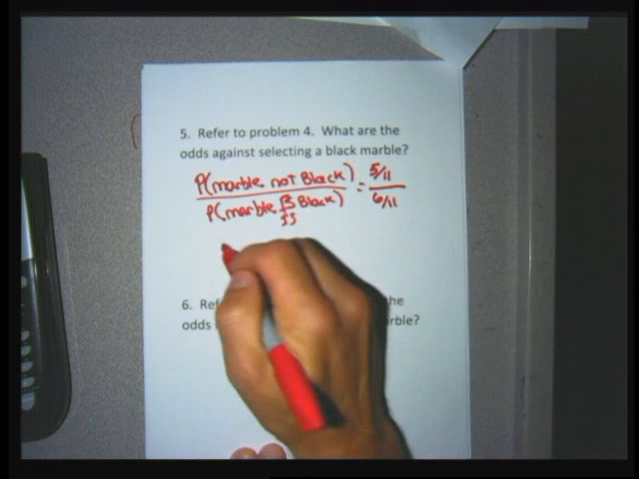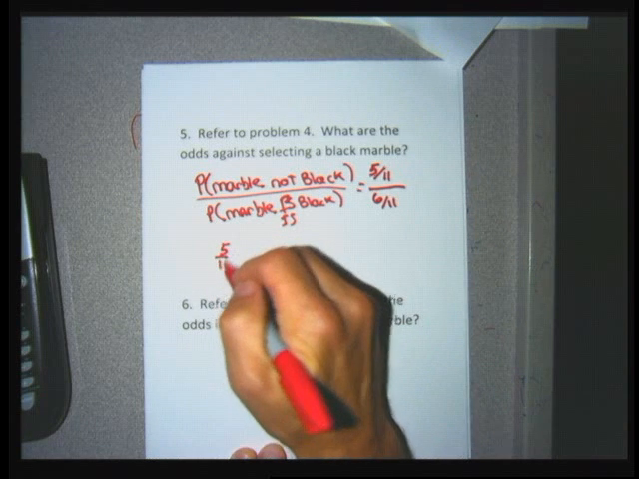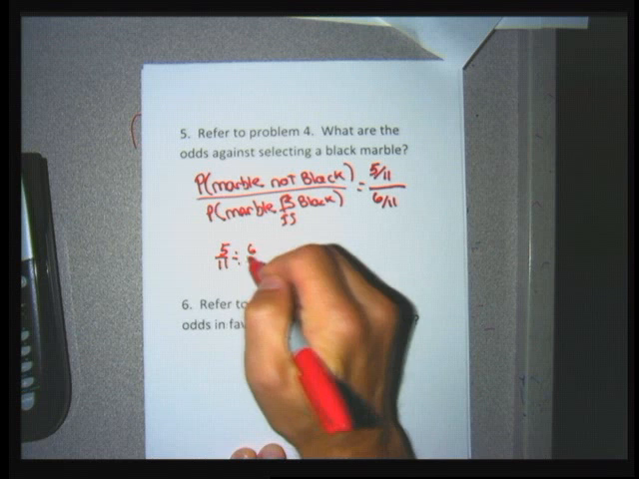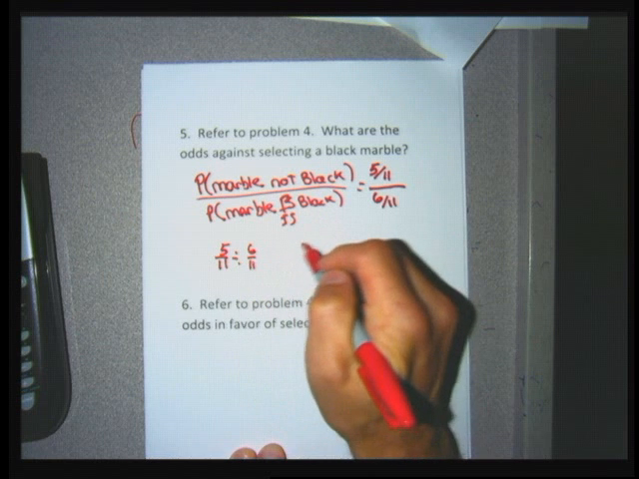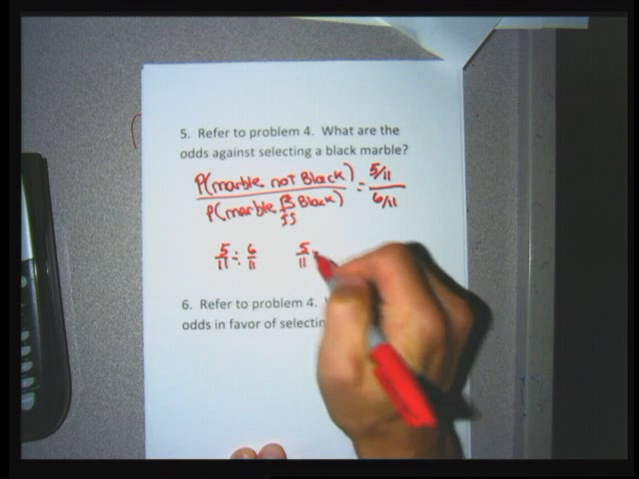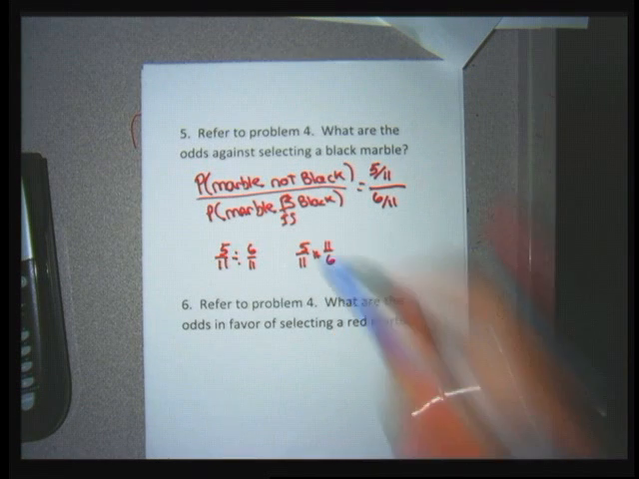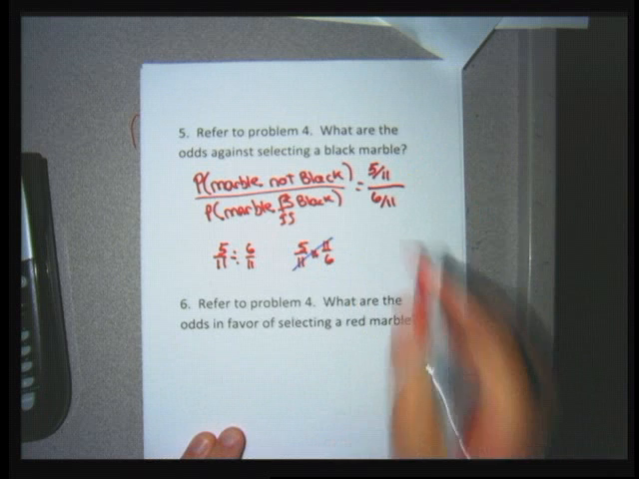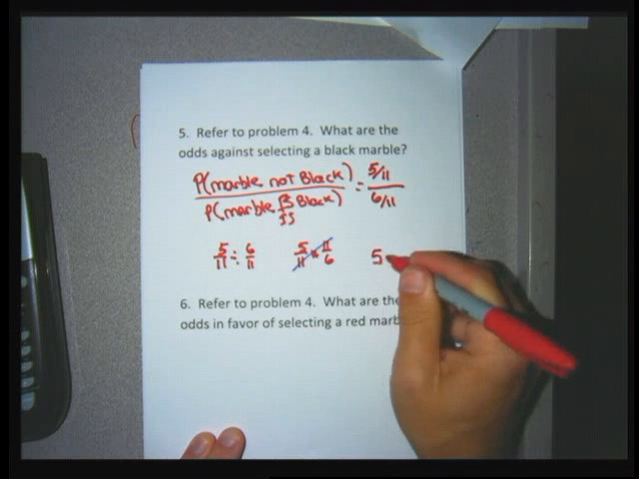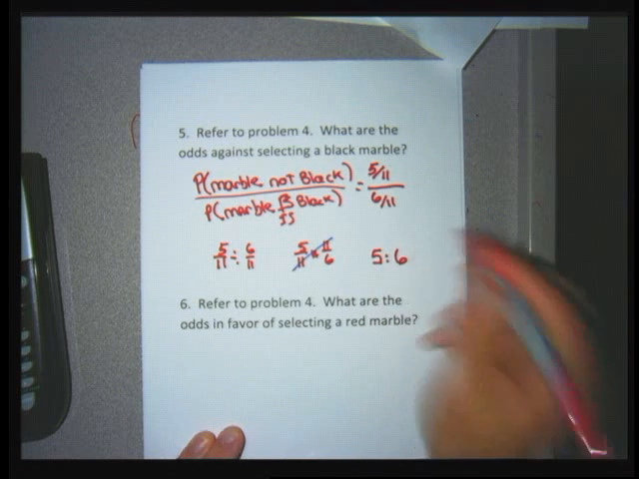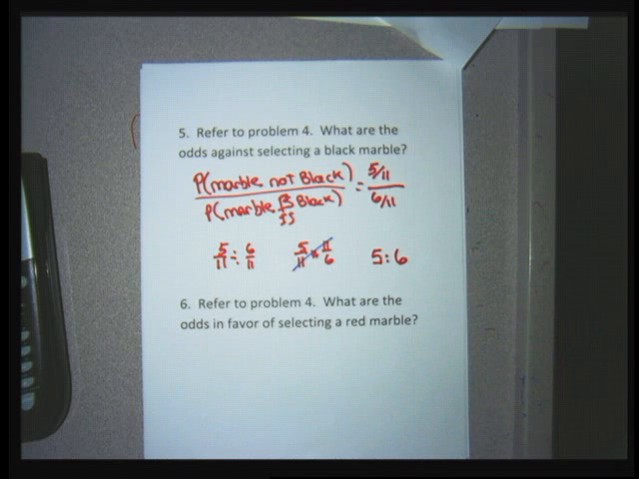And then we write this as a division problem. I go 5 over 11 divided by 6 over 11. We invert and multiply, making this 5 over 11 times 11 over 6. And then we cancel and reduce, and then write it with a colon. So the odds against selecting a black marble are 5 to 6.